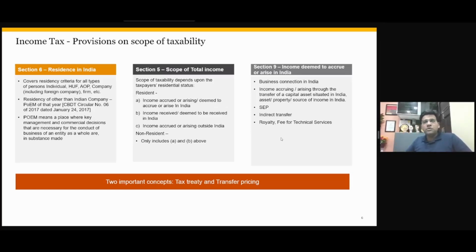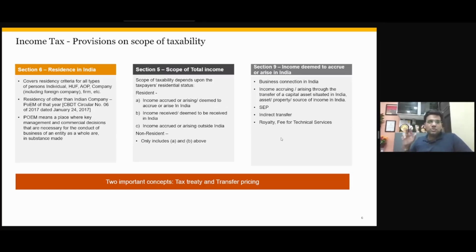Certain key provisions of that deeming fiction are business connection, and a very interesting provision of significant economic presence, or we call it SEP. Then transfer of any capital asset which is situated in India. Then indirect transfer, again a very interesting development of the Indian tax laws. And again, very common transactions of royalty or FTS. So, a brief scheme of how the Indian domestic Act is worded.